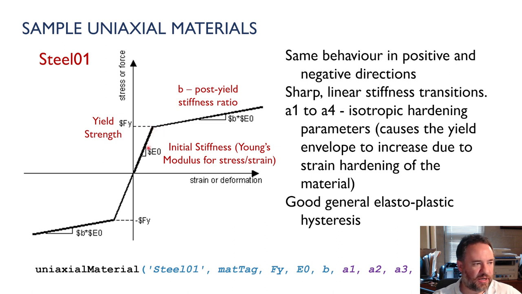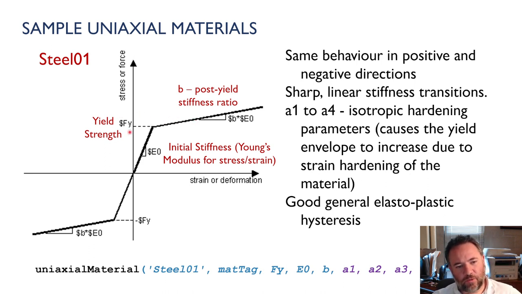If I do a cyclic analysis on this, then it will come up and back, and we're going to see some examples of that in a minute. So it basically ends up looking like a parallelogram. For the definition of Steel01, you have certain parameters that you need to define. You need to define E0, which is the Young's modulus. You need to define Fy, which is the yield strength. And you need to define B, which is the post-yield stiffness ratio, the percentage of the initial stiffness that is the post-yield stiffness. If we're actually modeling steel with this, that might be in the range of something like 2%, 0.02, for example.